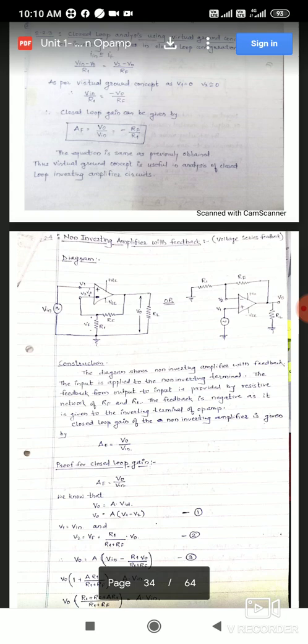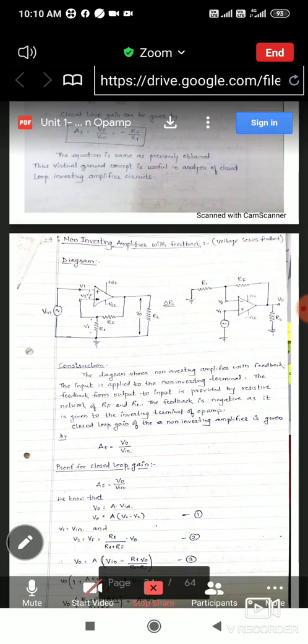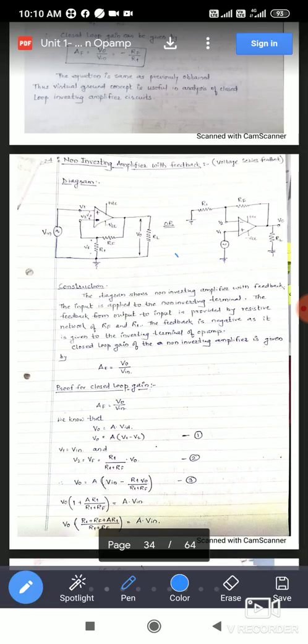That is the non-inverting amplifier with feedback. I will explain the derivation, but before that, we can explain this diagram. In the non-inverting amplifier, if you observe the circuit, two things are important. The first one is the input Vin, which is applied at the non-inverting terminal. And the second thing, the output signal is connected to the inverting terminal through the feedback network, which is designed by two resistors, RF and R1.